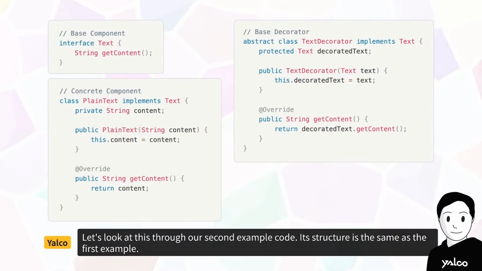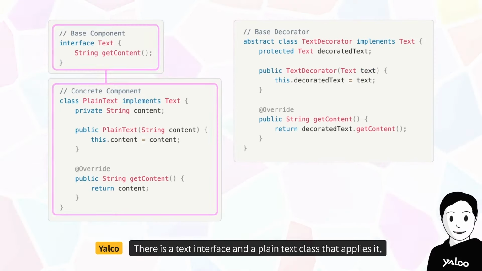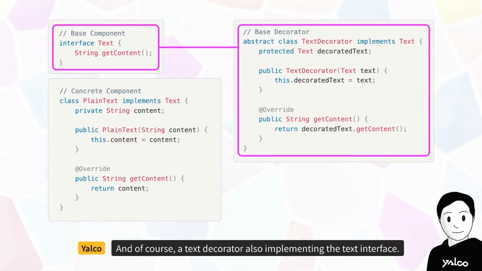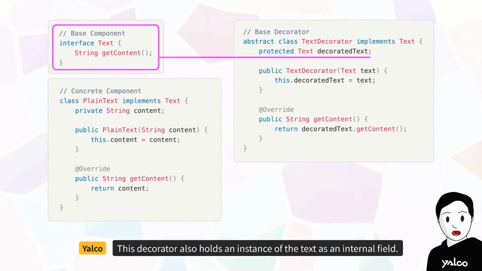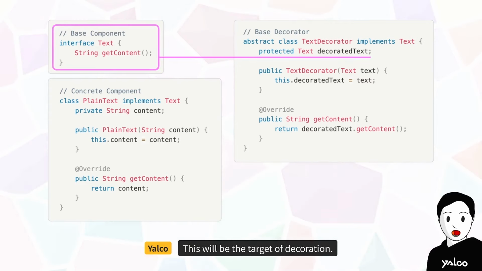Let's look at this through our second example code. Its structure is the same as the first example. There is a text interface and a plain text class that applies it, and of course, a text decorator also implementing the text interface. This decorator also holds an instance of the text as an internal field. This will be the target of decoration.